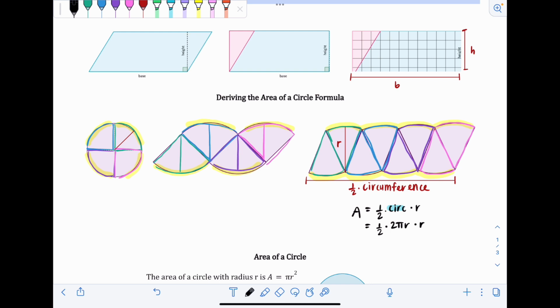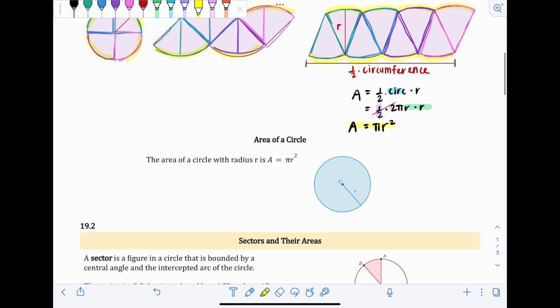And then now we can simplify. 1/2 times 2 is just 1. So those almost cancel each other out. They would just be 1, so we don't need to write it. And then we have A equals, I'm going to bring down that pi. And then if I multiply r times r, that's r squared. So pi r squared, and that's as simplified as I can get it. And that's the area formula for a circle. So the area of a circle with a radius of r is area equals pi r squared.